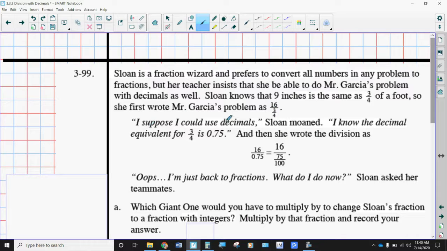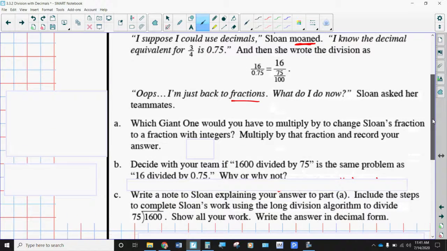I suppose I could use decimals, Sloan moaned. Oh, she's just so depressed at the idea of using decimals. I know the decimal equivalent for 3/4 is 0.75, so if we wrote it this way, that would be the same as 16 over 75 hundredths. Oops, I'm back to fractions again. What do I do now? So she went to her teammates to have the discussion.